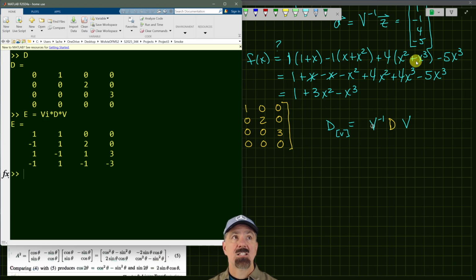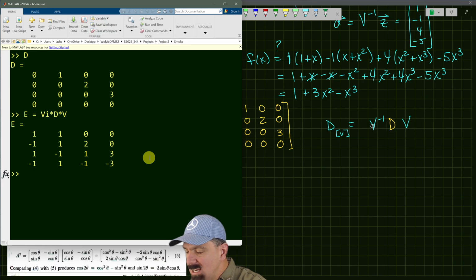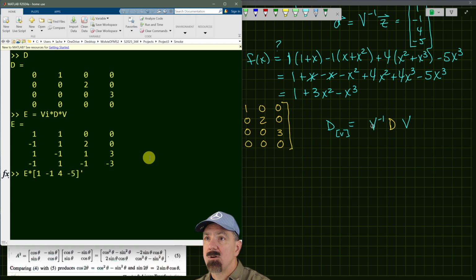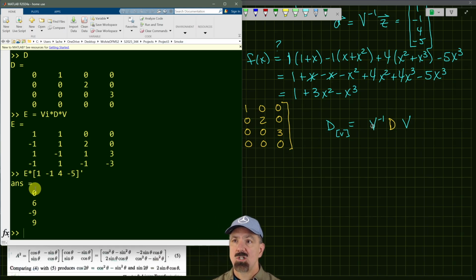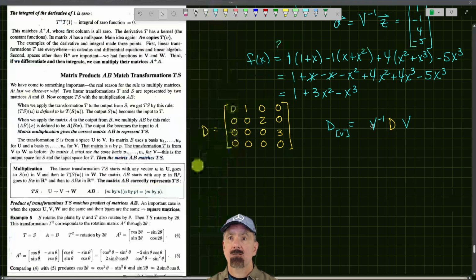So if we feed this a vector like our 1, negative 1, 4, negative 5 over here, it will differentiate and give us the derivative back in Vicky's basis. So if we take E times 1, negative 1, 4, negative 5, I'll transpose that, this is the representation: 0, 6, negative 9, 9. Those are the coefficients for the derivative in Vicky's basis. And it's a really important idea because oftentimes we don't want to use the standard basis or the monomial basis.